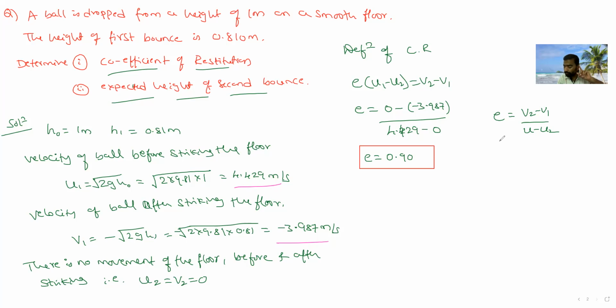So for the first bounce, you have taken U1, U2, V1, V2. Then can you tell me the same for the second bounce? For the second bounce, it is V3 minus V2 divided by U2 minus U3. Is it correct? Okay. For the next bounce, what will be V3 and what will be V2? What will be U2 and what will be U3? That you have to find out.